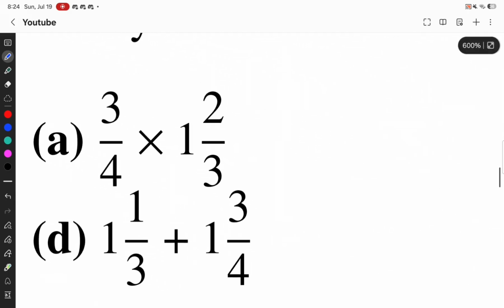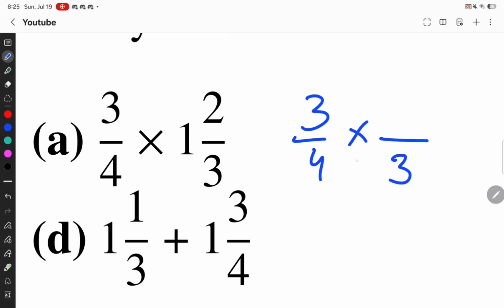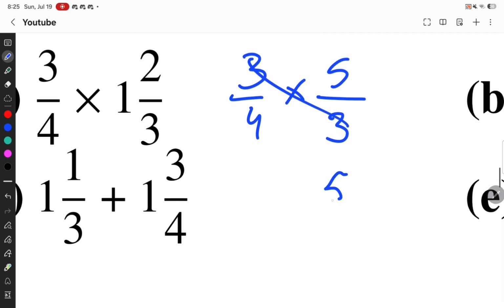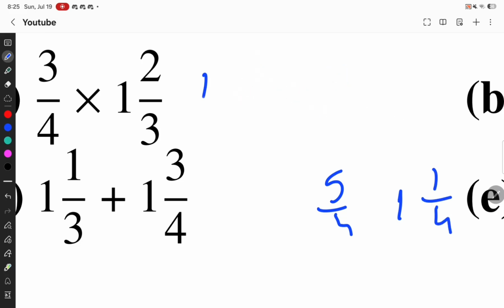That's the topmost priority. 5 over 4. It goes in once, so you get 1, the remainder is 1, and the denominator stays 4. So this is 1 and 1 over 4.